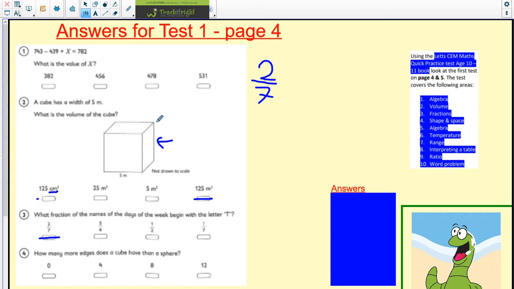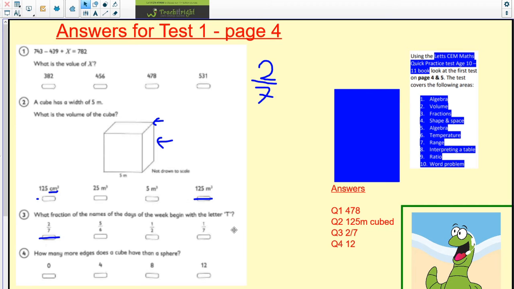So you have an edge, you have the vertices, and obviously with a cube, you don't have any. So if you go through and count 1, 2, 3, there's one at the back, 4, 5, 6, 7, 8, 9, 10, 11, 12 at the bottom, the answer is 12.